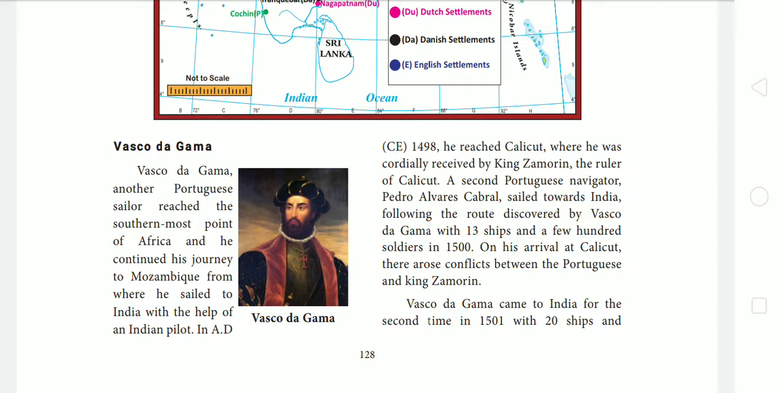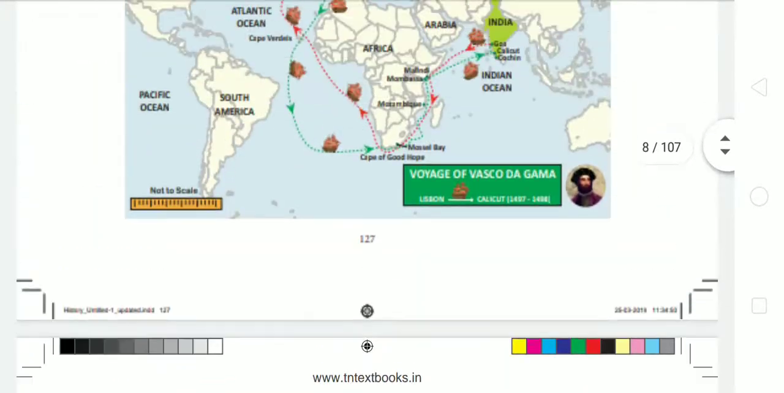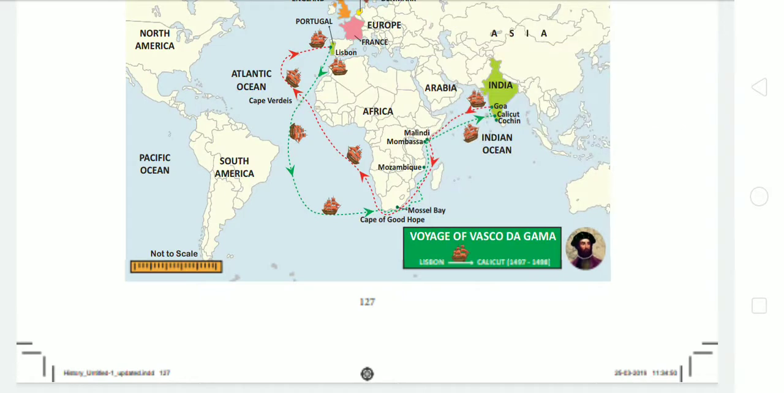After Bartolomeu Dias, Vasco da Gama reached the southernmost point of Africa and further continued his journey to Mozambique. From the Cape of Good Hope he sailed to Mozambique. You can see where Mozambique is located, in Africa. From Mozambique, with the help of an Indian pilot, he reached India.